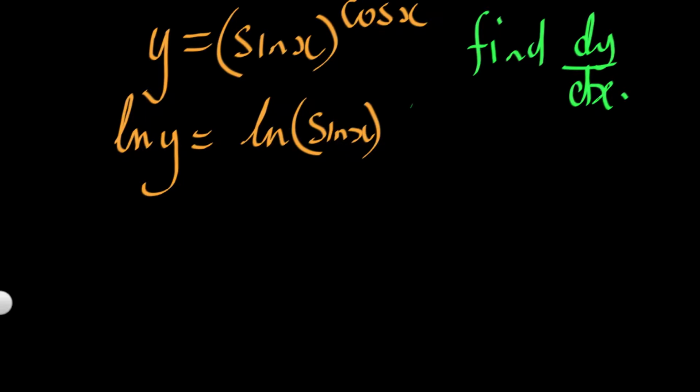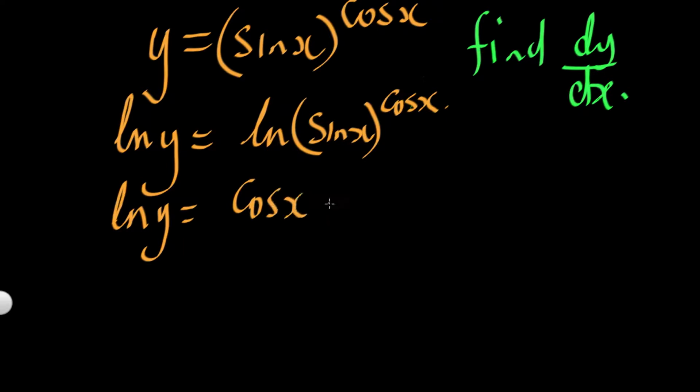Okay, to the power of cos x. Applying the laws of logarithms, we know that this is ln y equals cos x ln sine x. See, now what we have on the right hand side is actually a product, because we have two functions here, the cosine of x and ln sine x.